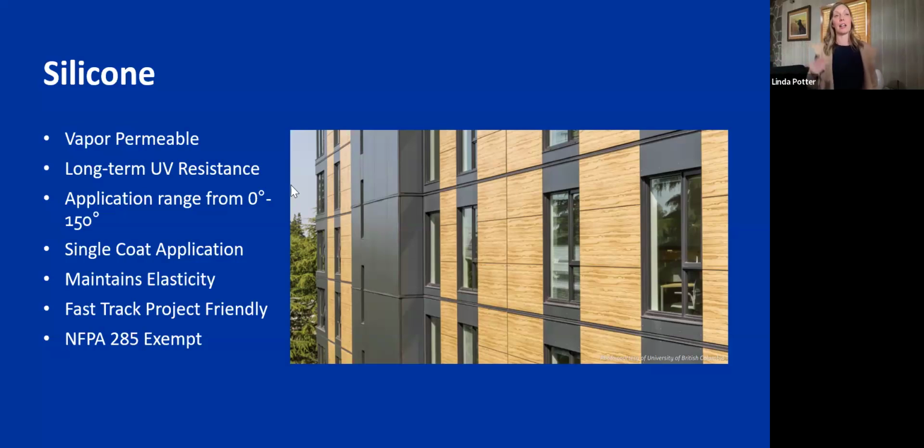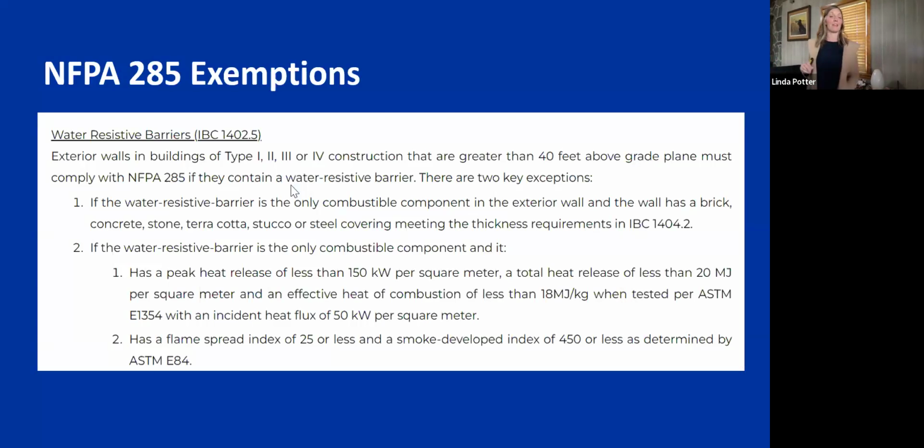It's also been known to be used for those fast track projects because it's less mils thick that you need in order for it to perform the way it needs to. So it goes on quickly with that one coat that dries fast. And it's NFPA 285 exempt. Now, what does that mean? I'm not going to claim to be an NFPA 285 expert, but I'll tell you this. When it comes to the water resistive barriers portion of exemptions, it meets the peak heat release of that material, the total heat release, the effective heat of combustion. That part is what silicone allows you to use as an exemption for NFPA 285 triggering of projects.